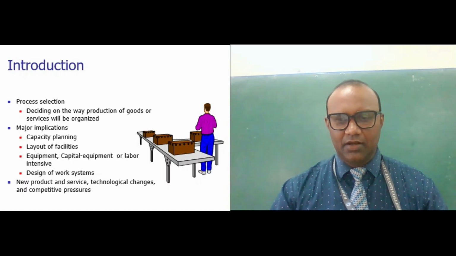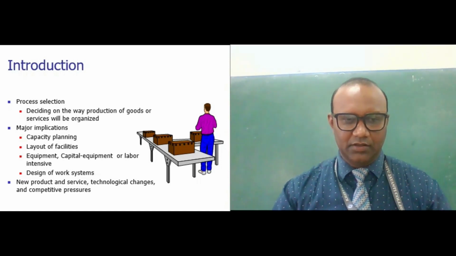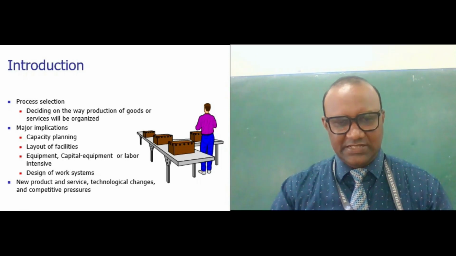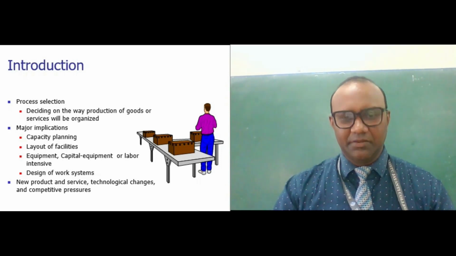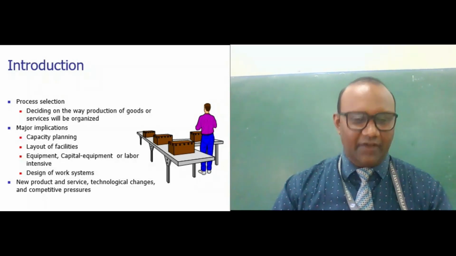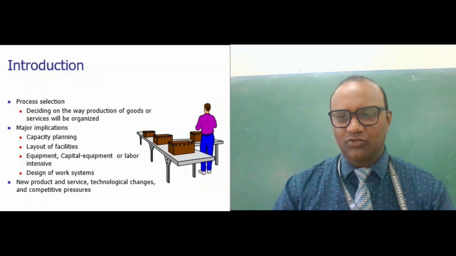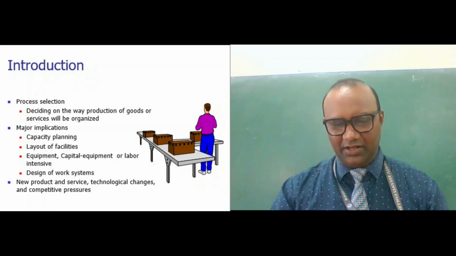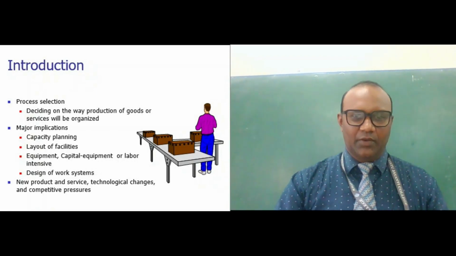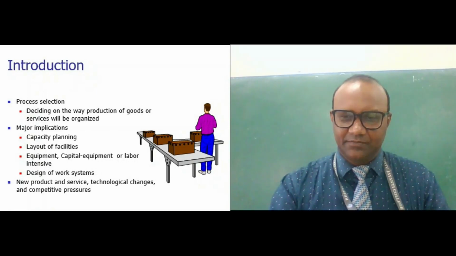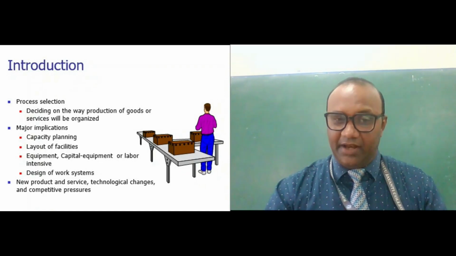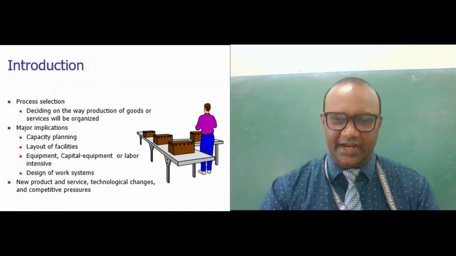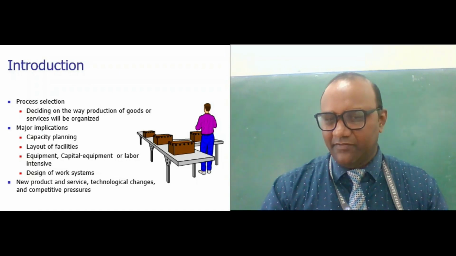Hello everyone. Today I'm going to be discussing production process selection and the major decisions that factory managers will have to take when they are planning the production process for the product that they are manufacturing. When it comes to process selection, the factory managers need to have foresight in planning and deciding the kind of product that they are manufacturing.